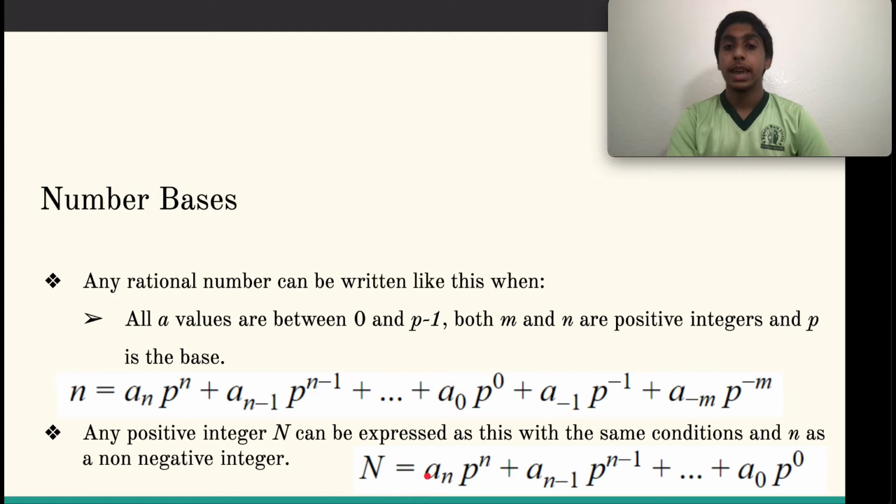So you can write it as a subscript n, p to the power n, plus a subscript n minus 1, p to the power n minus 1, all the way until you get to the first a value into the power of 0, basically, because p to the power 0 is just 1. As you can see here, this one is more used with decimals, because you have some numbers after the decimal point. That's why you need these negative powers here, but here you're just using a positive integer, so you don't need all those negative values. But yeah, those are just two basic formulas you can break down your numbers into.